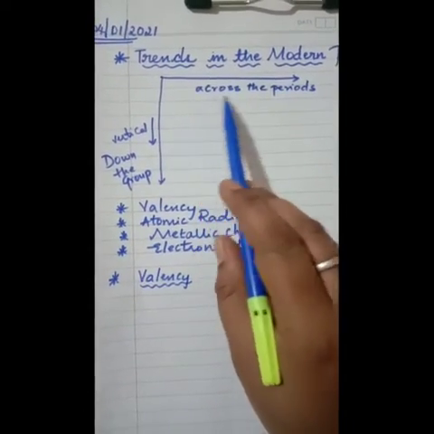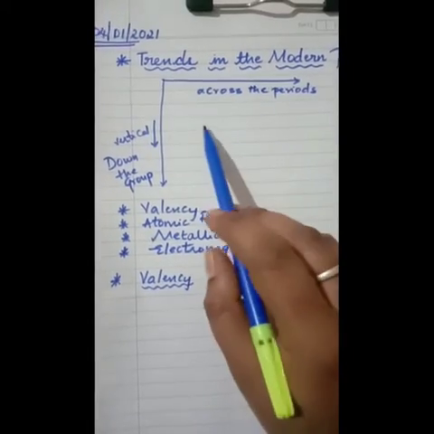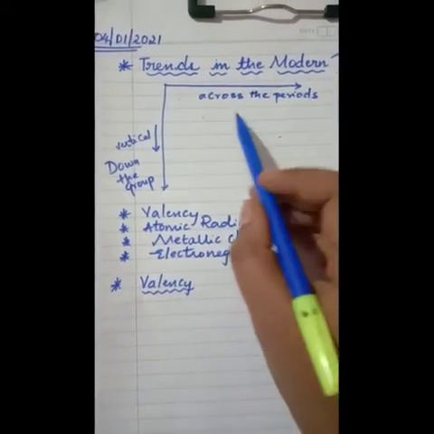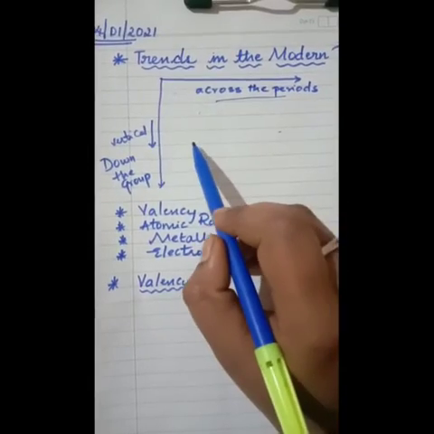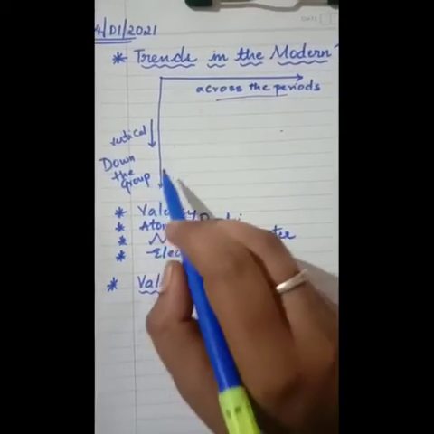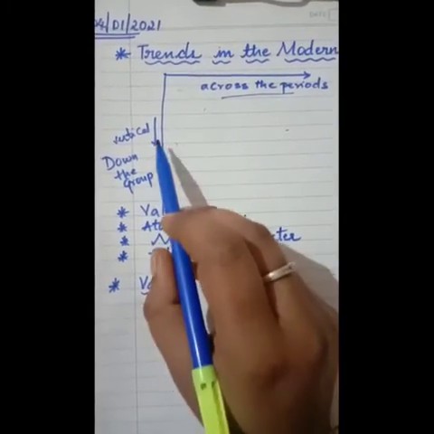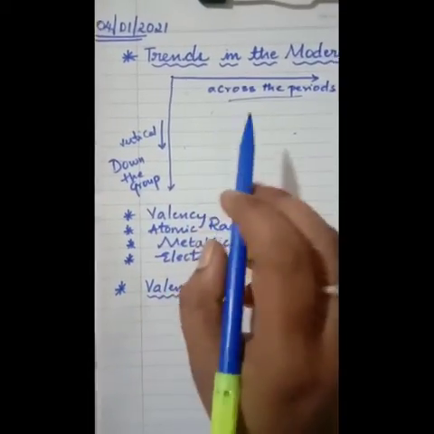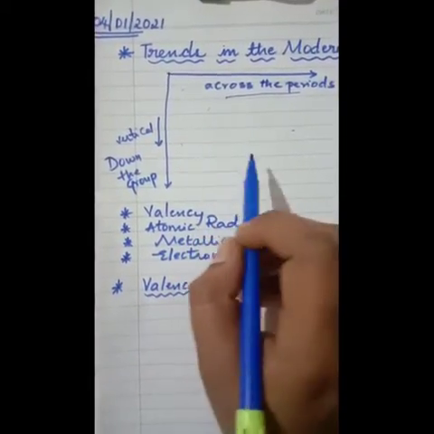Okay. So if we are looking into the periodic table, this arrow mark indicates across the period, and vertically it is said to be down the group. Okay, remember, because often I'll be using these terms.